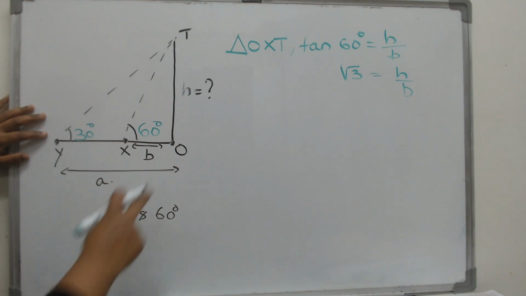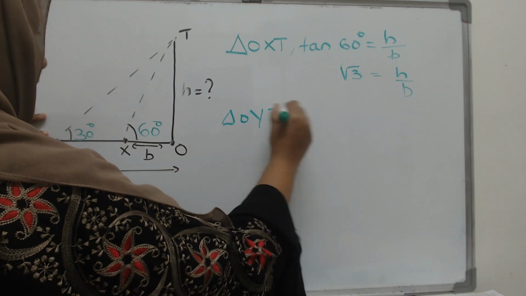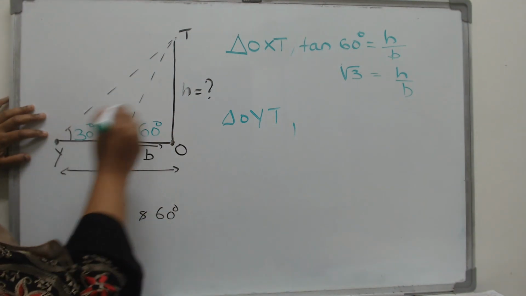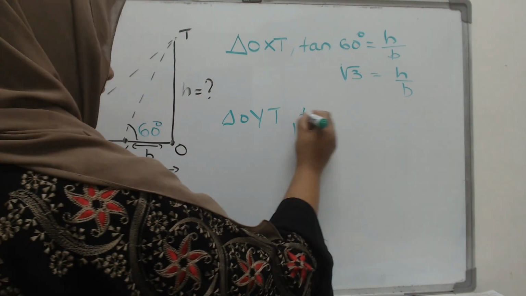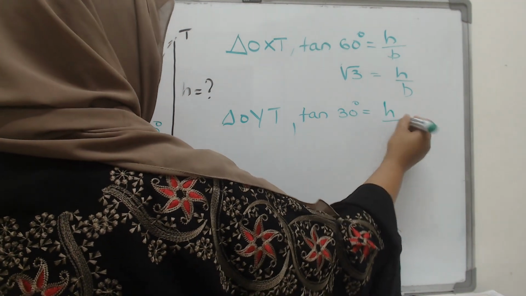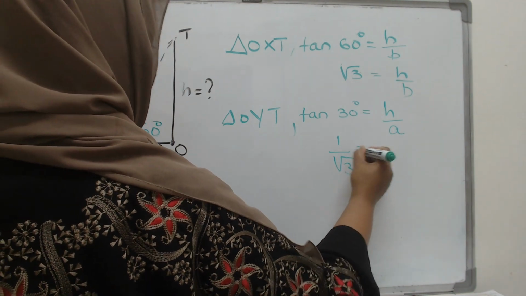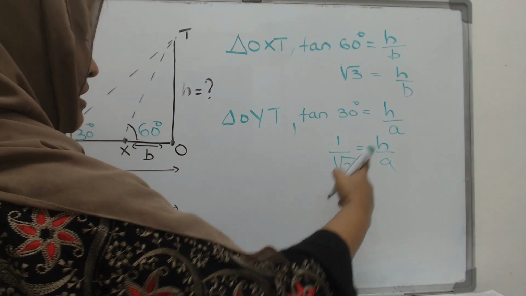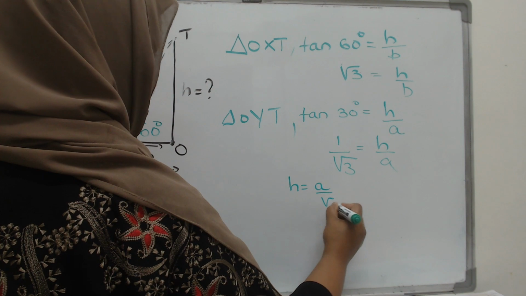Now we move on to the bigger triangle OYT. Again, what angle do you have? You have 30 degrees. For 30 degrees, the opposite side is H, the adjacent side is A. Again, what trigonometric ratio connects the opposite side and the adjacent side? It is again the tan value. But then, what is tan 30? It is 1 by root 3. So, what do you have? H is equal to A by root 3.